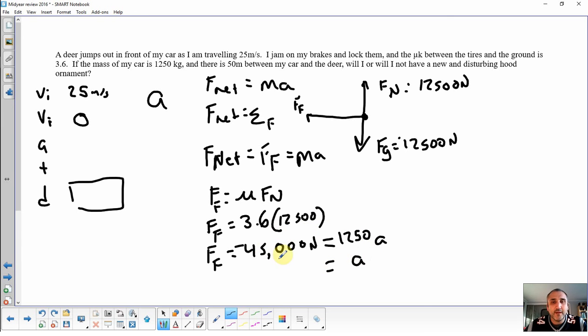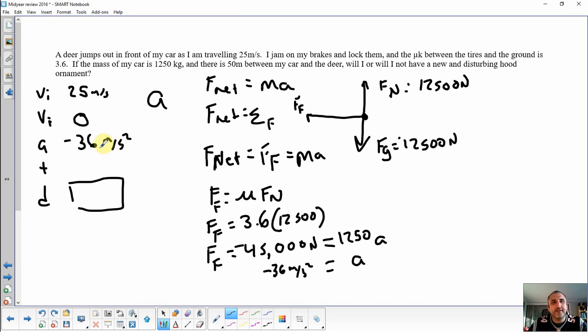Okay? And we can figure out the acceleration by doing that division, remembering that it's a negative because the car is going one way and friction is going the opposite way. So it would be a negative acceleration. And that should give us negative 36 meters per second squared for an acceleration. So now I have an acceleration, negative 36 meters per second squared.